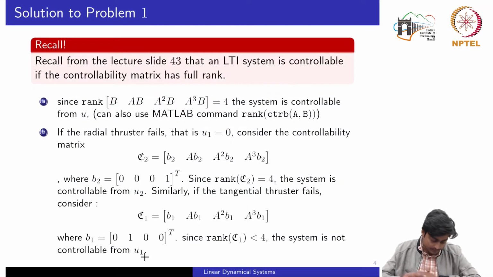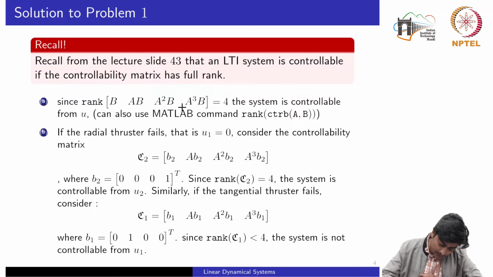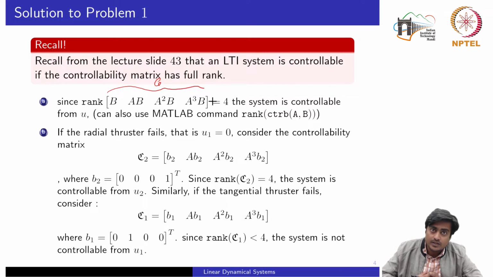So from slide number 43 of the lecture slides, we know that this LTI system is controllable if the controllability matrix is of full rank. This is a pretty much standard test because we are already provided with the A and B matrices. So we can compute, first of all, the controllability matrix and then its rank. Since the dimension of the A matrix is 4 cross 4, this would be your controllability matrix, and if we compute the rank of this matrix, you would see that it is equal to 4, which is equal to the dimension of the state space system.